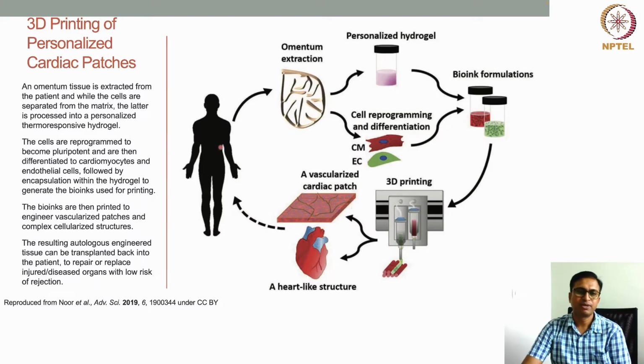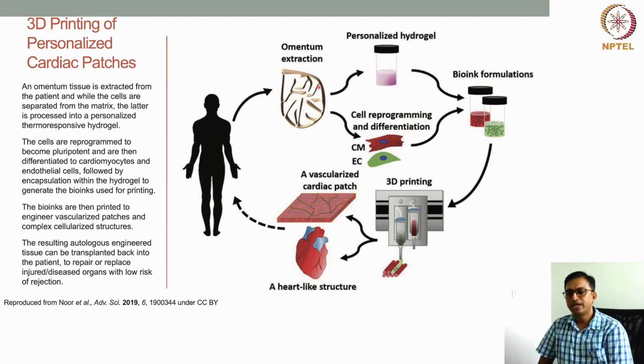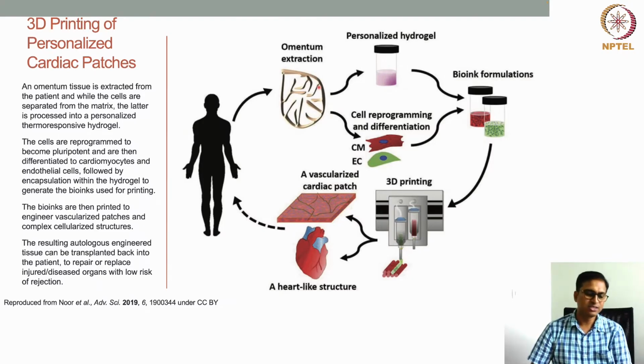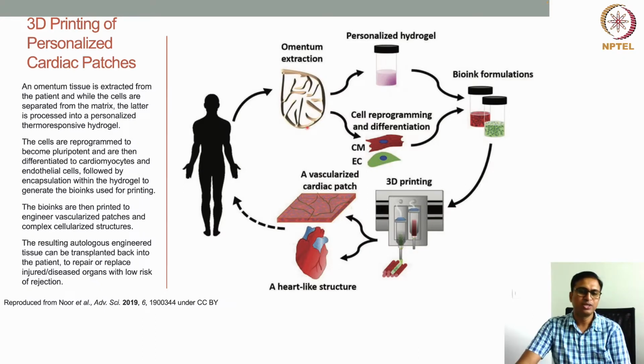It's personalized, so it can be from the patient. They use omentum tissue. The omentum is present in our peritoneal cavity, where there are other organs, and it is the lining of those organs. This omentum is a highly vascularized fat tissue. So the omentum tissue can be extracted from the patient.